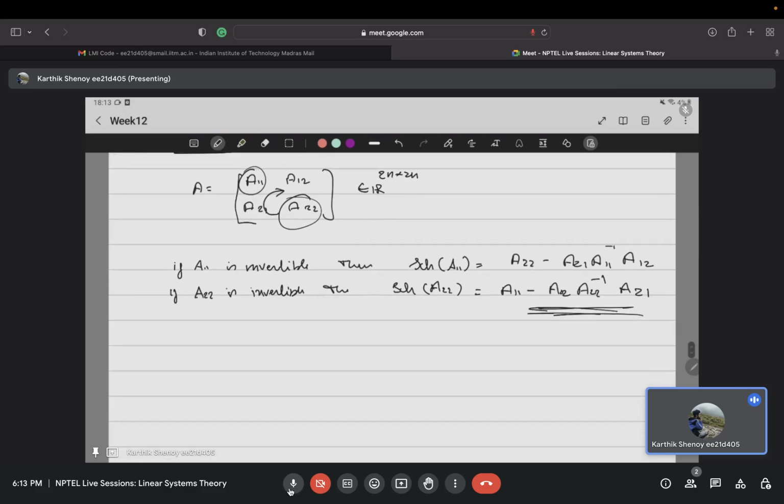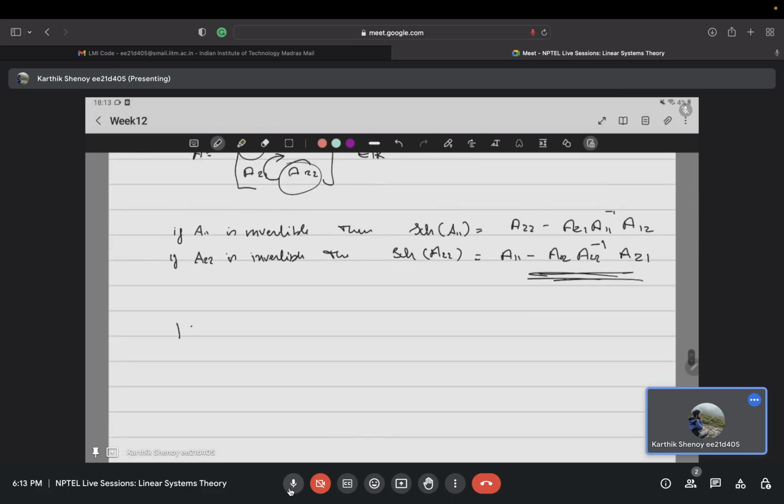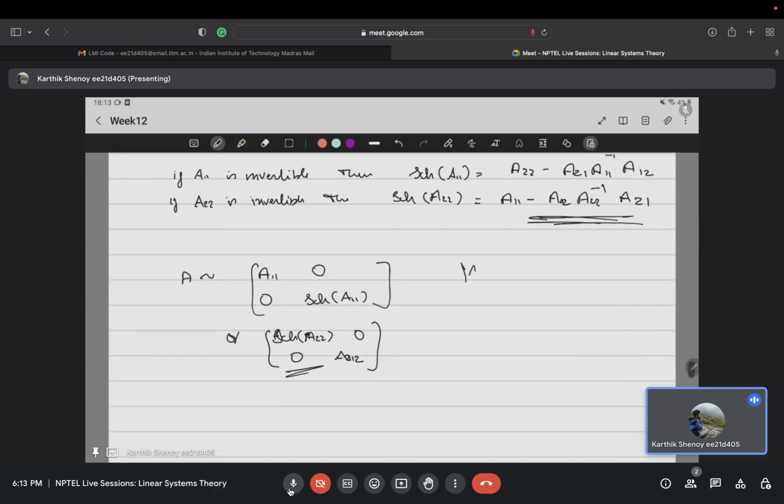So, now what is the importance of the Schur complement? The thing is, you can always write A as equivalent to A11, 0, 0, Schur of A11, or if A22 is invertible, then it is equivalent to the form with Schur of A22 and 0. Okay. So, what is the determinant of A equal to? It is the determinant of A11 times the determinant of Schur of A11, and similarly in the second case it is the determinant of A22 times the determinant of Schur of A22.